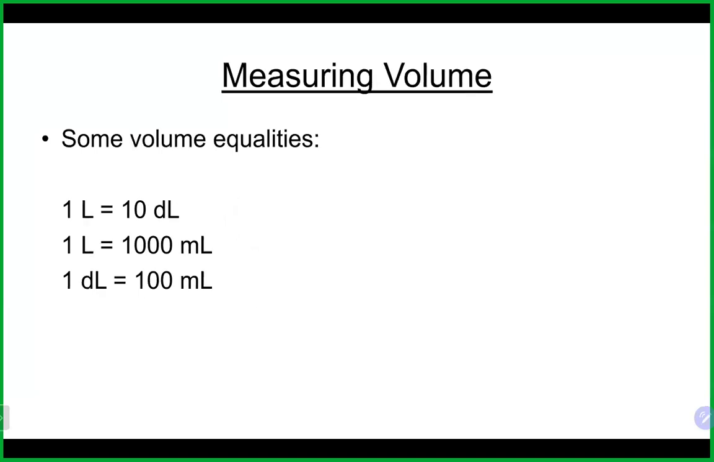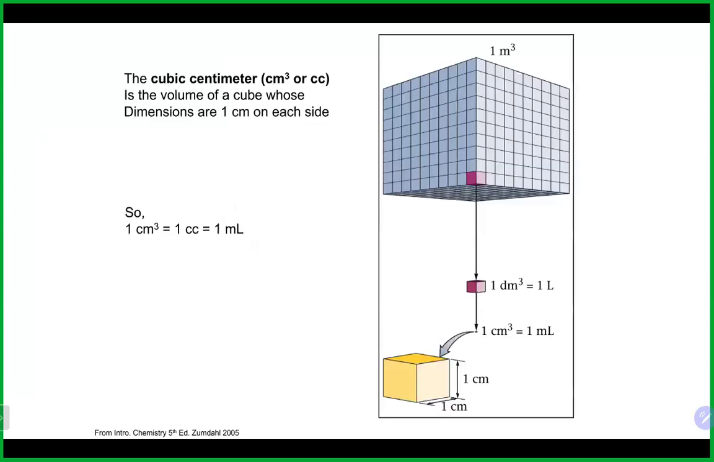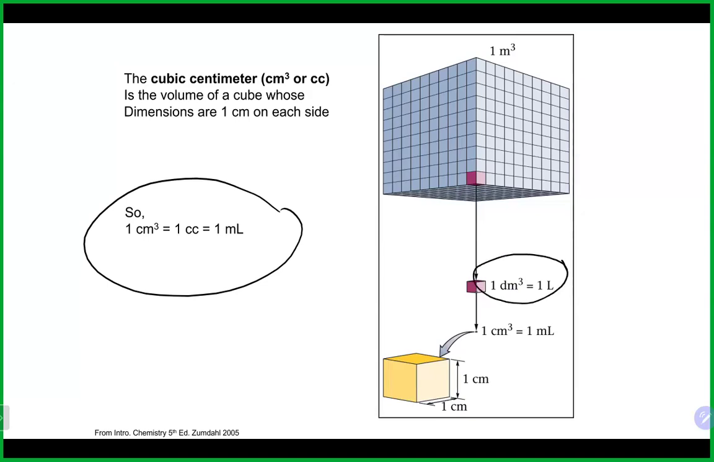Volume, 1 liter is 10 deciliters. I would definitely say 1 liter is 1,000 milliliters. Definitely one you should know. And on the next slide, as we talked about last time, 1 milliliter is a cubic centimeter, or a cc. Remember that if you take any sort of length measurement cubed, you essentially have a volume in a lot of cases. So centimeters cubed, meters cubed, decimeters cubed, those are all volume. This is what a liter equals. 1 decimeter cubed is equal to a liter.